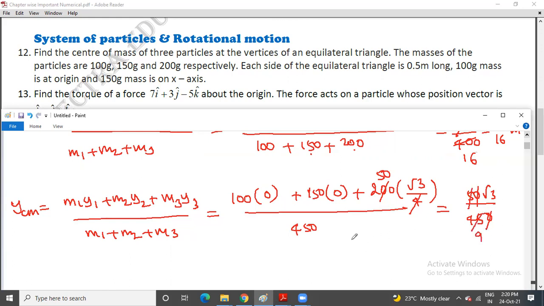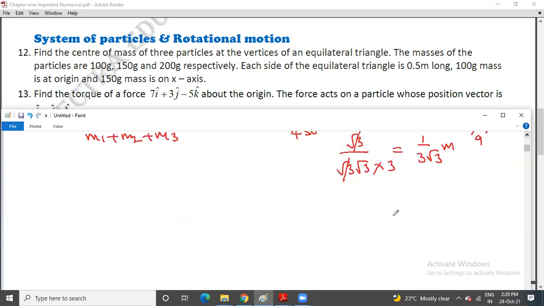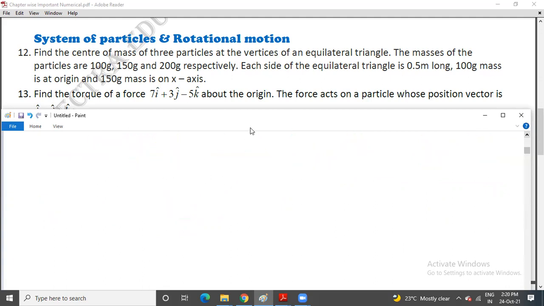So root 3 by 9. You can also write root 3 into root 3 is 3, and multiplied with 3. Therefore it will be 1 by 3 root 3 meters. So the x and y coordinates, xcm comma ycm, first one is 5 by 16 meters, second one is 1 by 3 root 3 meters. Now let us proceed with the next question.